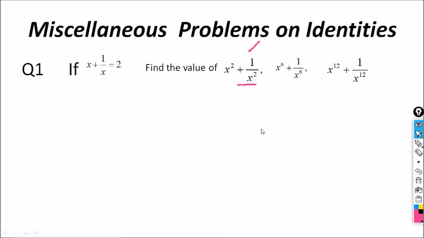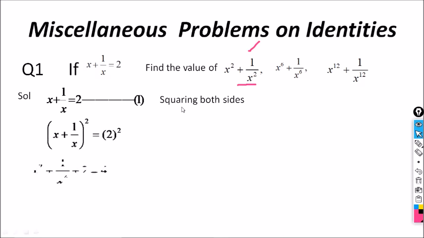In the first step we consider x plus 1 upon x equals 2 as equation number 1. For finding x square plus 1 upon x square, squaring both sides, we get x square plus 1 upon x square plus 2 is equals to 4. Shifting 2 to the other side, we get x square plus 1 upon x square is equals to 2.